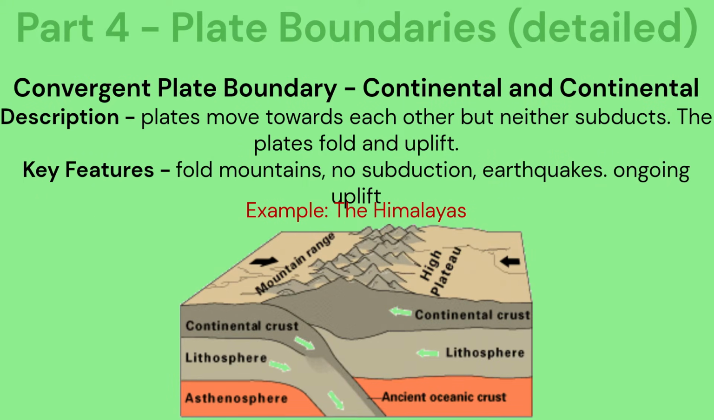Convergent plate boundary, continental and continental. Two plates move towards each other but neither subducts. The plates fold and uplift. Key features include fold mountains, no subduction, earthquakes and an ongoing uplift.